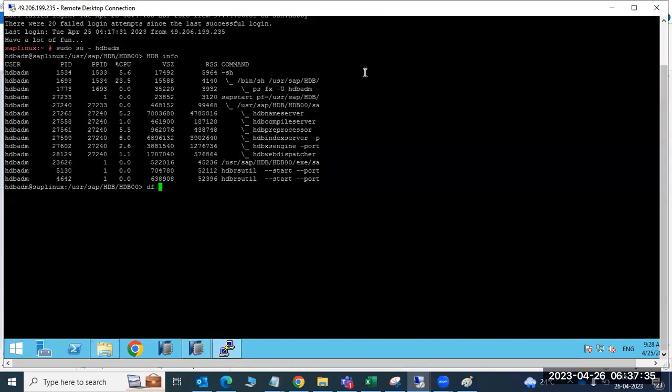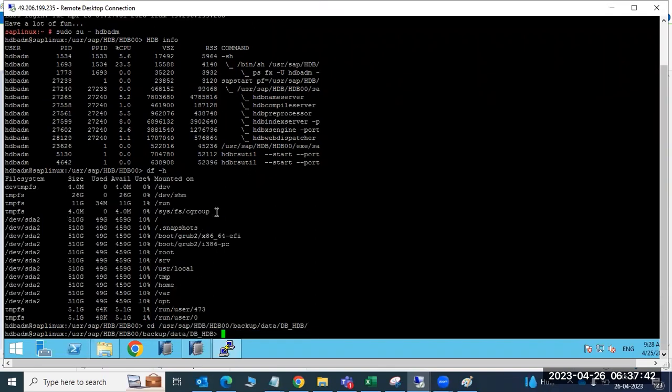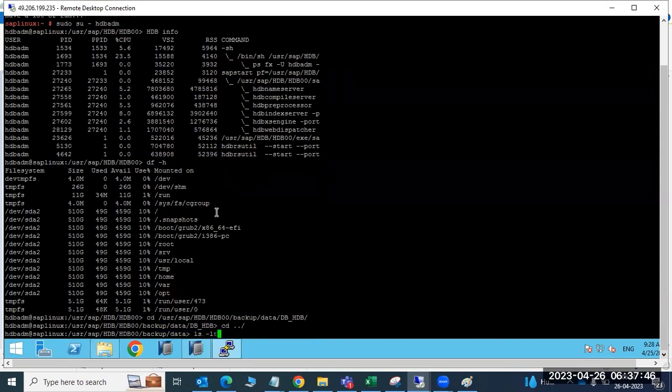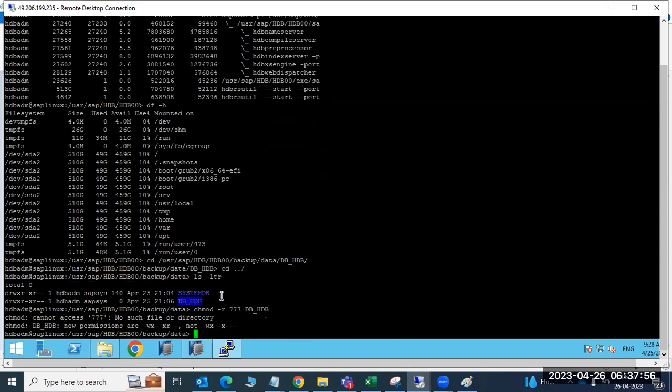If you use df -h, you can see everything is okay here. Then if you go here, I am able to connect. Why? Because the destination path is loading. Now let's give chmod -R 777, full permission, here.